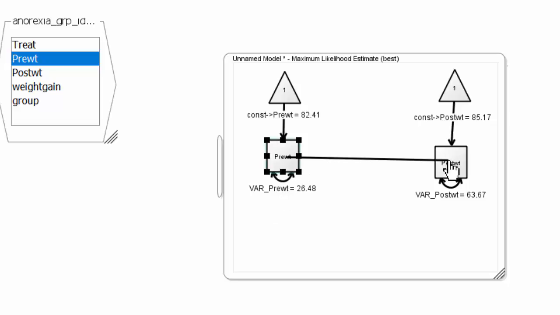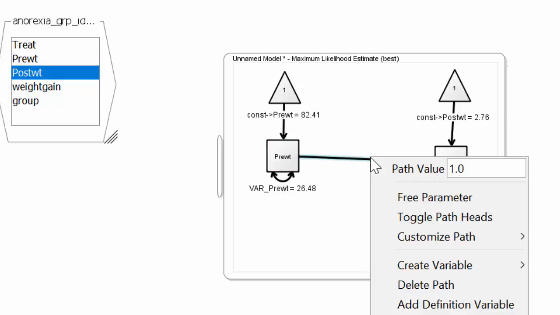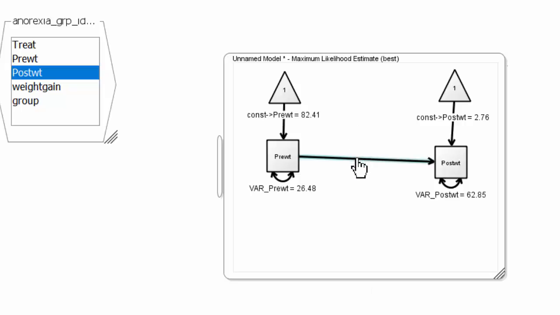So here we go. There is our predictor to post-weight. We're going to set this to a path value of 1, which it is already. As you can see, it's a fixed parameter. It's not free, and its value is set to 1, so it doesn't show anything there. Right. So that's our first thing.